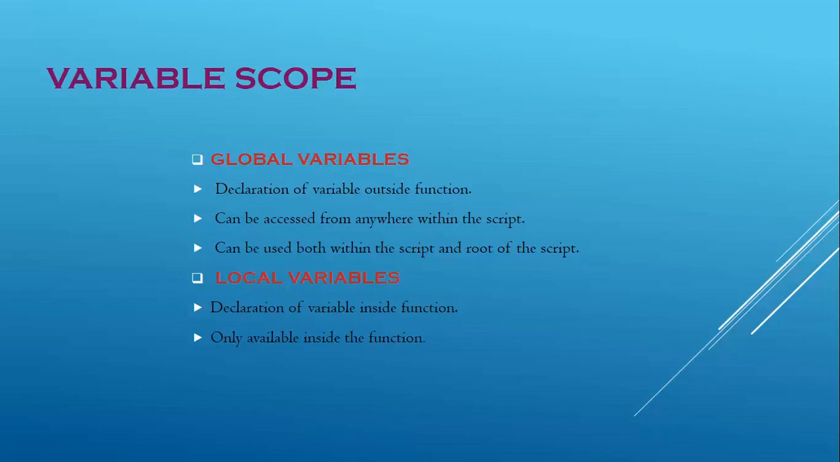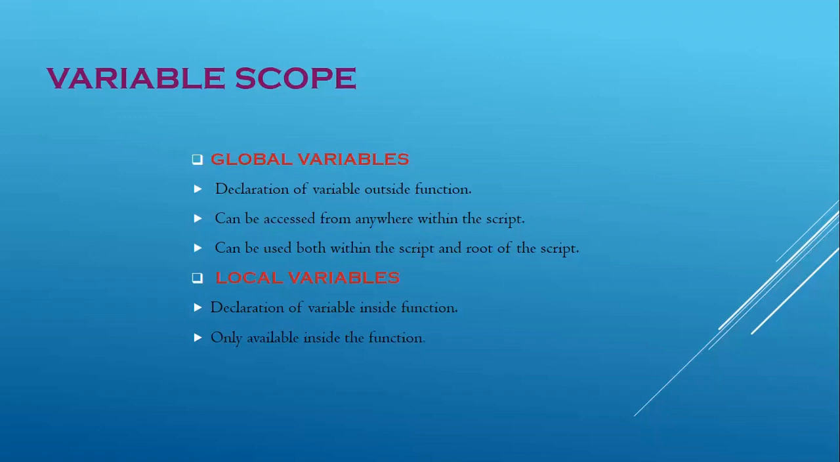Variable scope. It's important to understand the concept of variable scope, where in your code your variable is available in JavaScript. The location of your variable declaration decides where it can be used in your code. There are two types of variable scopes, global and local.